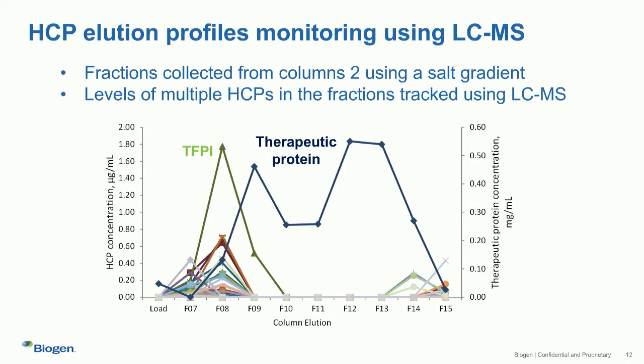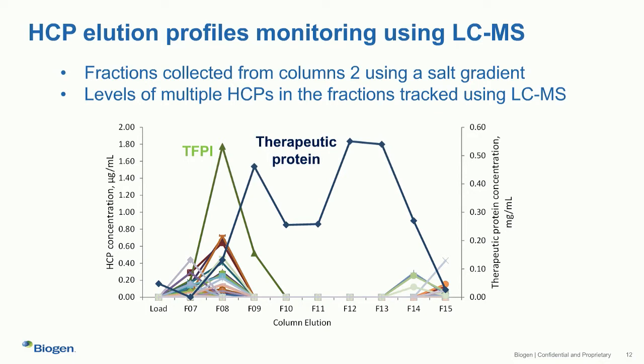So we take the column 1 eluate and load it on the second column, which is the column with the mechanism of charge-based separation, and then we use a salt gradient to elute the protein out of the second column and collect 20 fractions. For each fraction, we trace the amount of individual proteins using 1D LC-MS.